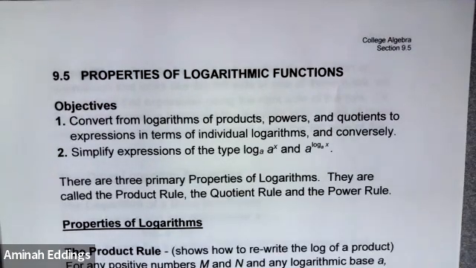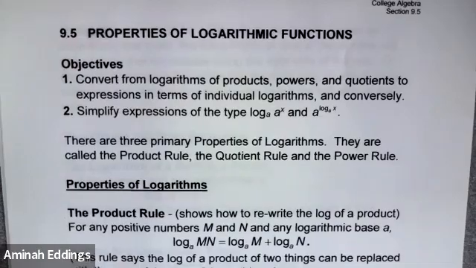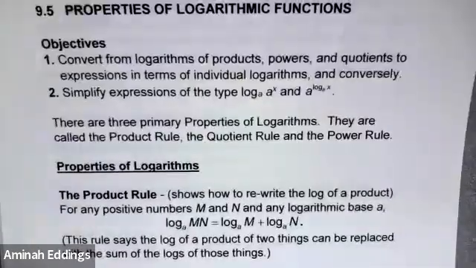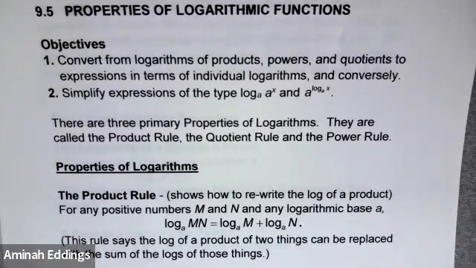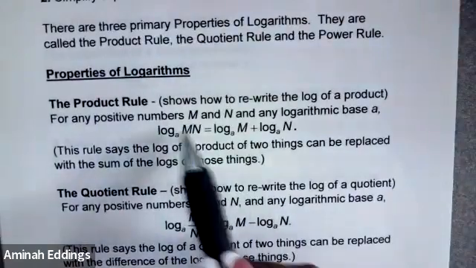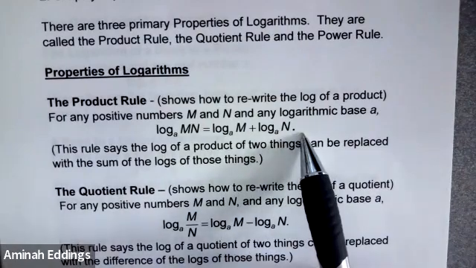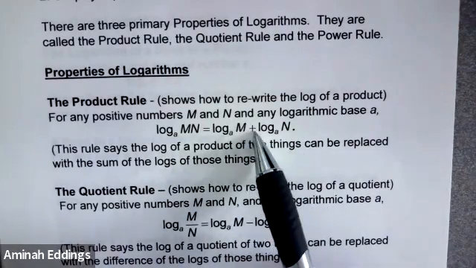Okay, so first of all, let's talk about your properties. There's three main properties of logarithms. The first one is the product rule. With the product rule, it's going to show you how to rewrite the log of a product. The product rule says if you have a log with a base, doesn't matter, and you're multiplying, you can expand your logarithms out with addition.